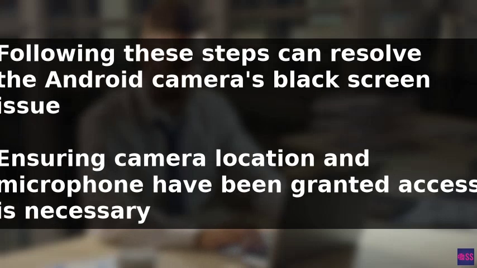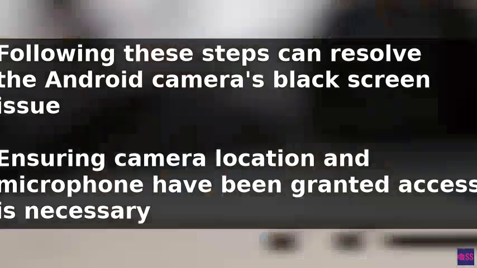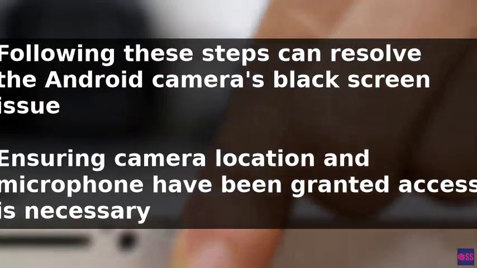This involves going to the Settings app, clicking the Apps option, selecting the Camera option, and tapping the Permissions option to ensure that the camera, location, and microphone have been granted access. By following these steps, the Android camera's black screen issue can be resolved.